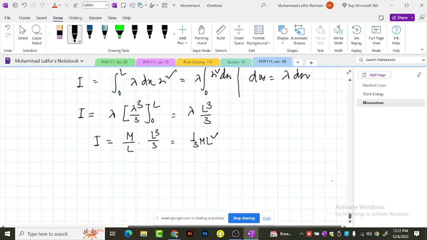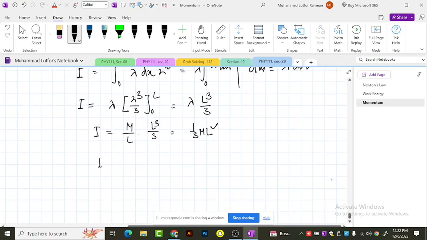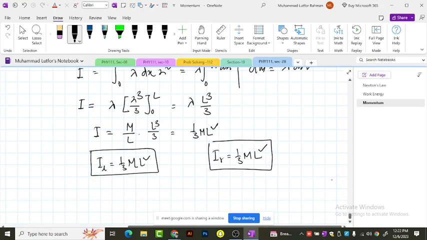That's the moment of inertia for this system about the left end. We write it as 1/3 ml squared. Same thing you can find for the right side: I_R should be 1/3 ml squared. You can also do it another way. If you do the right side instead of the left, it will be exactly the same, right? You can use that formula if you want to find it through the center of mass. In that case, you simply change the limits. You integrate from minus L by 2 to plus L by 2.